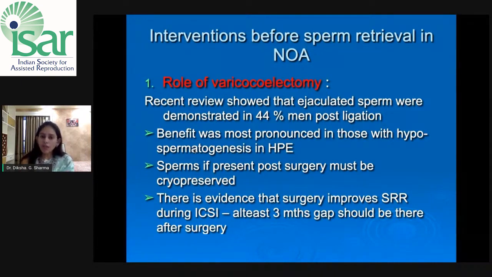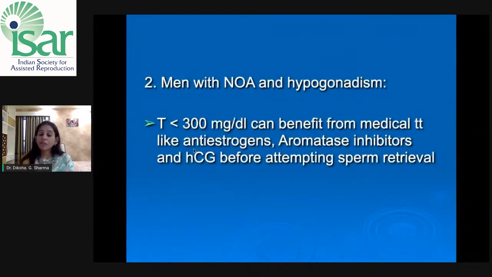Even if post varicocelectomy in someone with azoospermia there are not enough sperms in the ejaculate, it is also shown that it improves the ICSI outcomes. And at least a 3-month gap should be kept if you're proceeding with ICSI for such a man. Then at least wait for 3 months after varicocele surgery. In men with non-obstructive azoospermia and hypogonadism, that is a testosterone less than 300, there can be some benefit from medical treatment like anti-estrogens, aromatase inhibitors, and HCG before going for a sperm retrieval procedure.